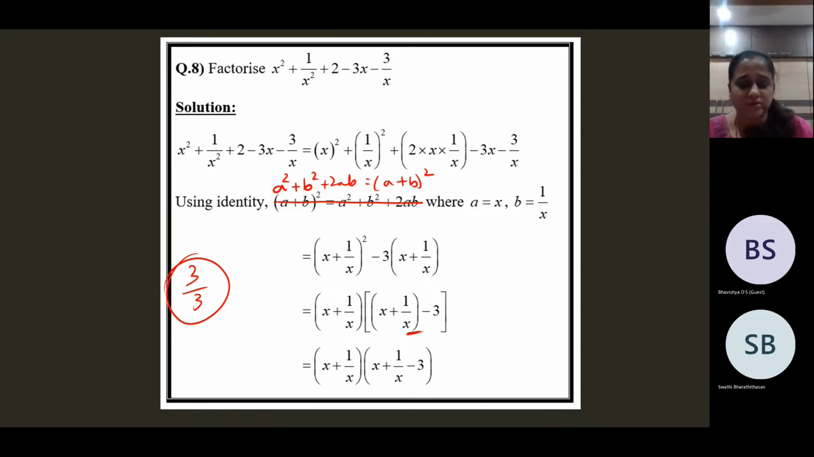Swati, you have not done this one, is it? Ma'am, I have done it, ma'am, but I haven't shared it. Okay, darling, but I can't give you marks. So Swati will not get marks for this. Bhavisha, 3.